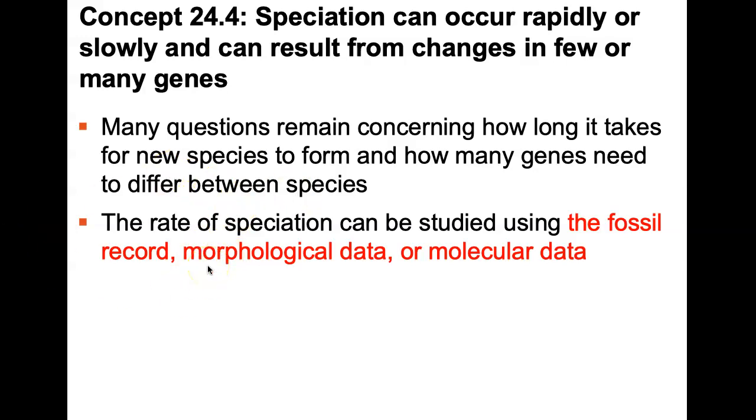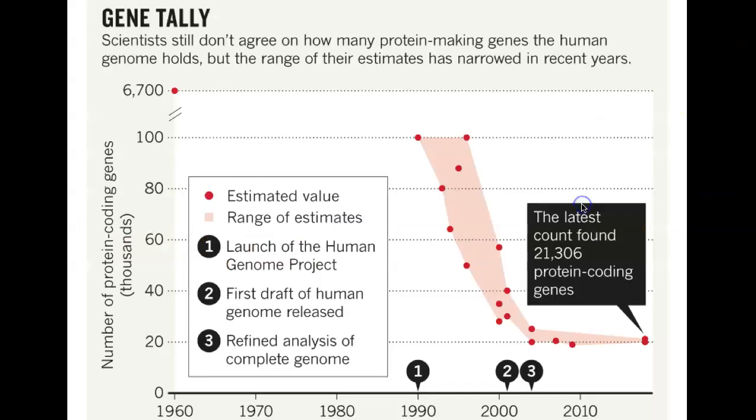You can look at the appearance of the species and try to measure how long it took for this one species to become so different over time. And then lastly, we have molecular data. You can look at the DNA and the proteins and see how long it took to accumulate this many differences to allow these two populations to become two different species.